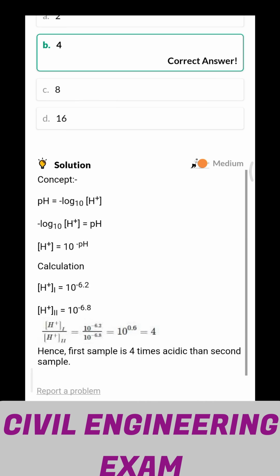So the correct answer is option B, 4, because pH is the negative logarithm of the hydrogen ion concentration. So the calculation: H plus ions for the first sample is 10 power minus 6.2, and for the second sample H plus equals 10 power minus 6.8. So we can divide both: 10 power minus 6.2 divided by 10 power minus 6.8. So the answer will be 10 power 0.6, that is 4.